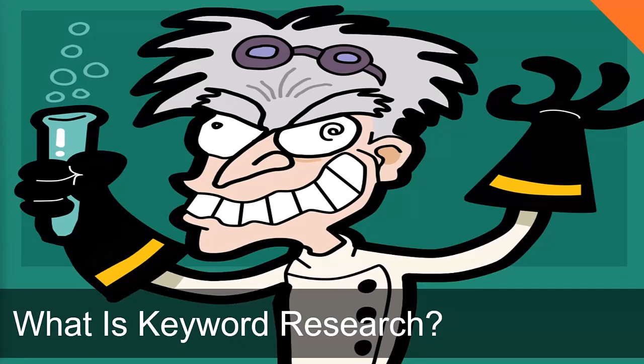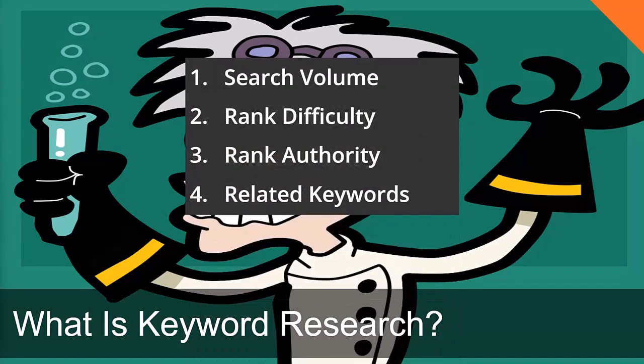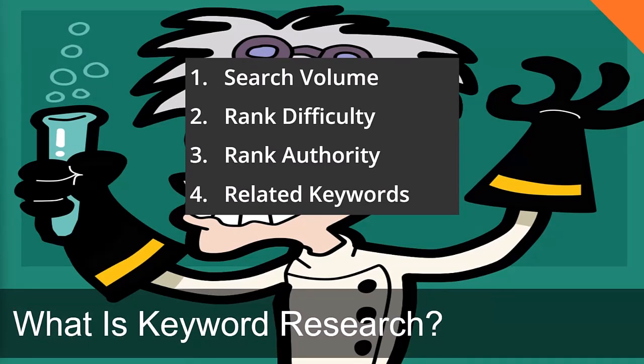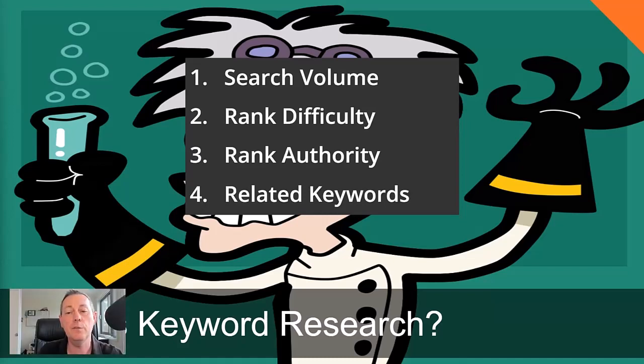Now, keyword research is basically about four things. Here we have search volume, rank difficulty, rank authority, and related keywords. Search volume is about establishing how many people are searching for a particular keyword. Too much means that it's saturated. Too little means there's probably nobody interested. The Goldilocks volume is somewhere around 100 to 1,000 hits per month. Then you've got a good search volume. That's what you're looking for.